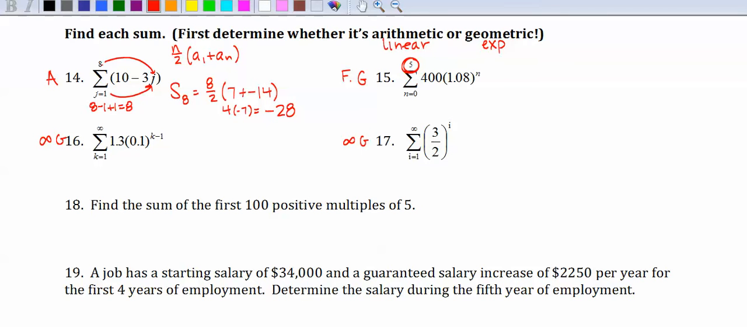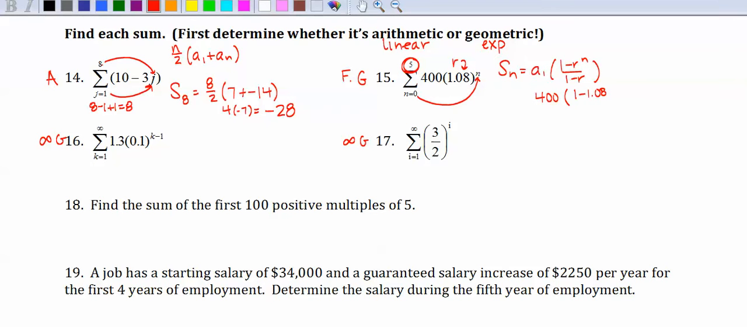15, your finite geometric. Again, we need to know 3 things. How many terms there are. We need to know A1. We need to know R. So A1 times 1 minus R to the n over 1 minus R. A1, the first term, we get by plugging in 0 in this case. When we plug in 0, that 0 power makes that term 1. So the first term is 400. R is always the number that's being raised to the power, so R is 1.08.